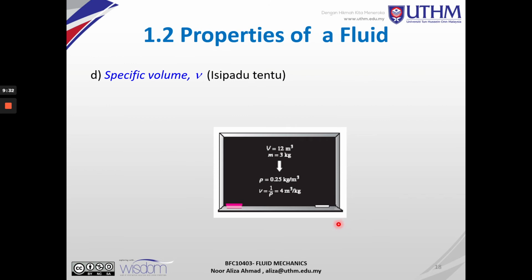Okay, we look at the specific volume, or isi padu tentu. Specific volume is equal to V over M, also equal to 1 over density. Volume divided by mass, or using 1 divided by density. So when the volume is 12 meter cube and mass 3 kg, we get the density 0.25 kg per meter cube. So we get the specific volume is 1/rho, so we get 4 meter cube per kg. Or you use this one, so you can get this one.